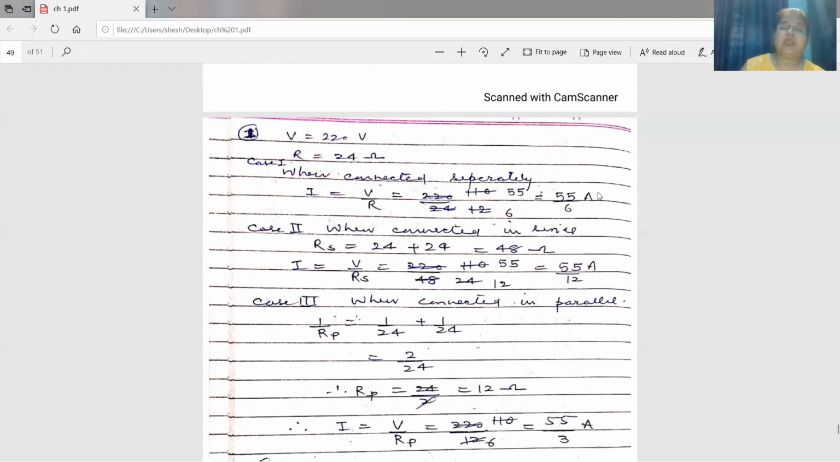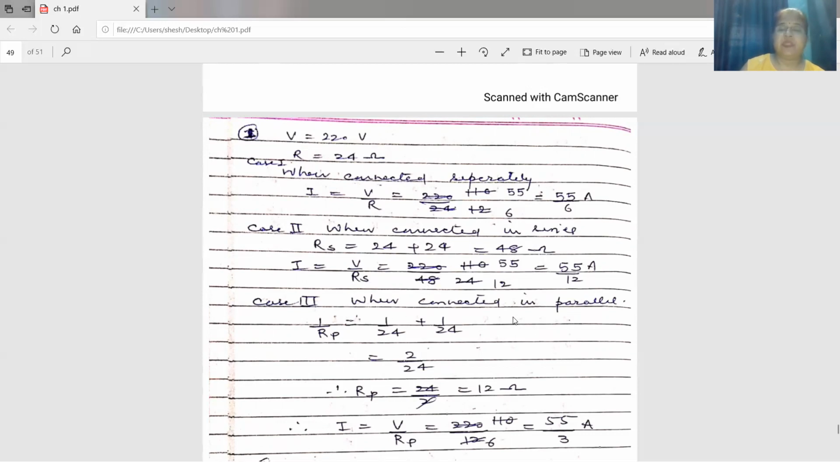Convert it in decimal. Second case, when they are connected in series, you have to find the total resistance in series, 24 plus 24, that is 48. So I will be equal to V by RS, RS meaning resistance in series. It is equal to 220 by 48, which is equal to 55 by 12 ampere.